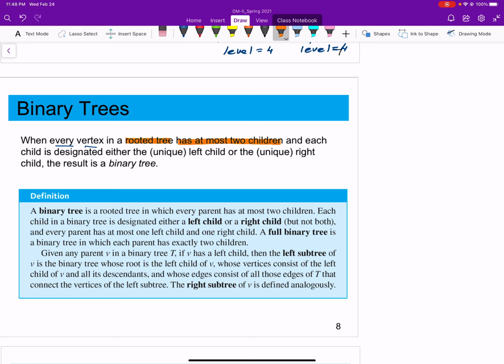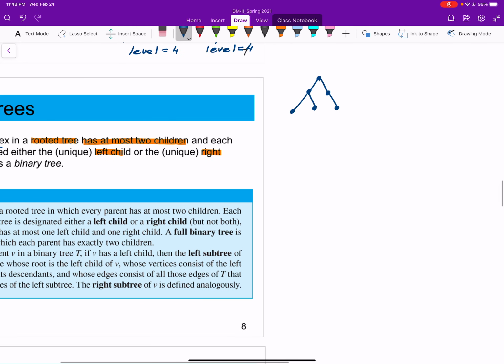Each child is designated either the left child or the right child. Okay, so you can just designate this is the left child, that's the right child, or maybe only a left child, or maybe only a right child. All right, so this is called a binary tree. If I draw a binary tree, it should look like this. Here there are 2 vertices, again 2 vertices, and here 1 vertex. This is a binary tree.